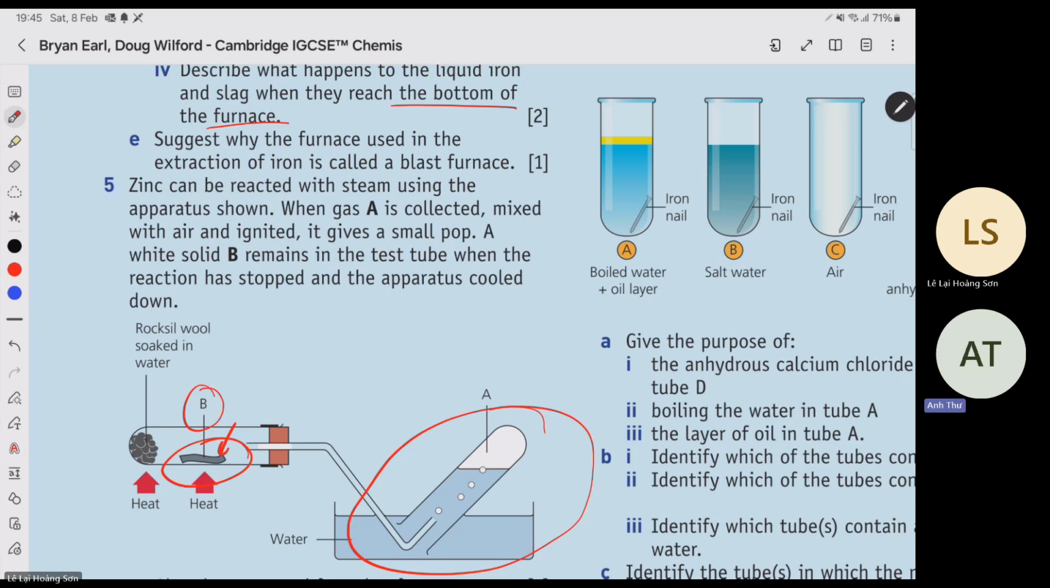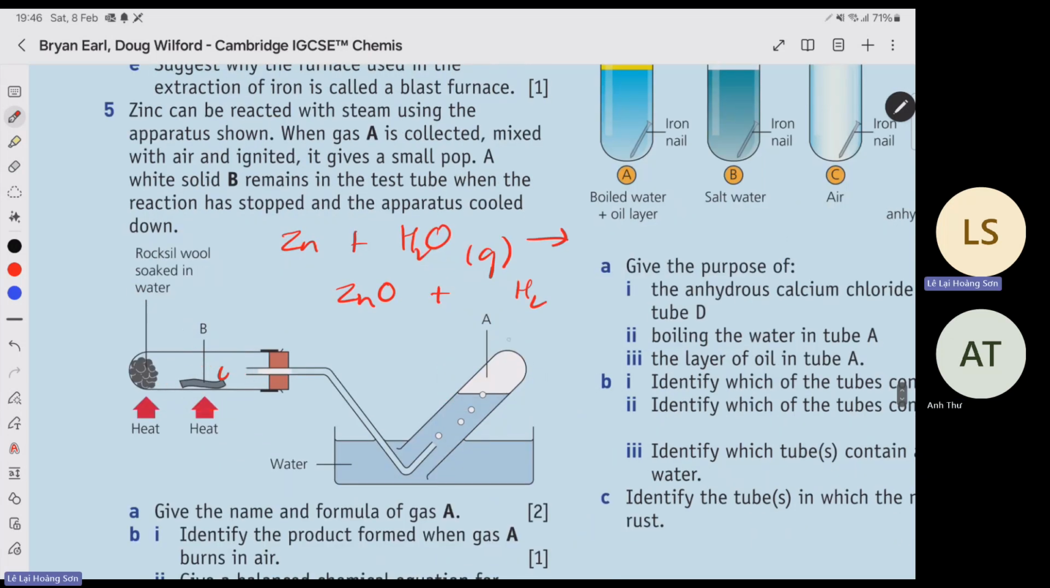Zinc hydroxide? What is the reaction between a metal and the steam? Oh, zinc oxide. Zinc oxide and hydrogen. Okay, I think that you are still able to do it. You need to focus a bit more. This is the question that you have. Can you determine what A is and what B is? B will be zinc oxide and A will be hydrogen.